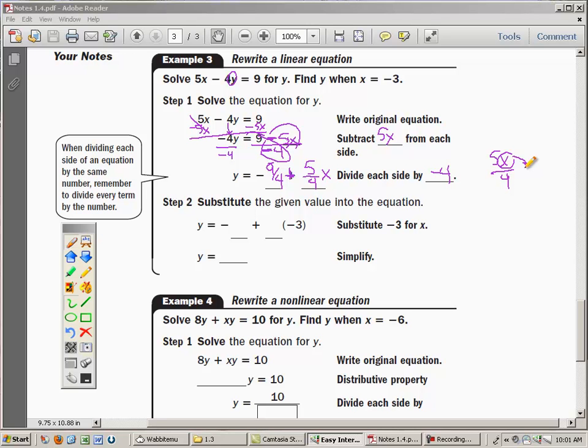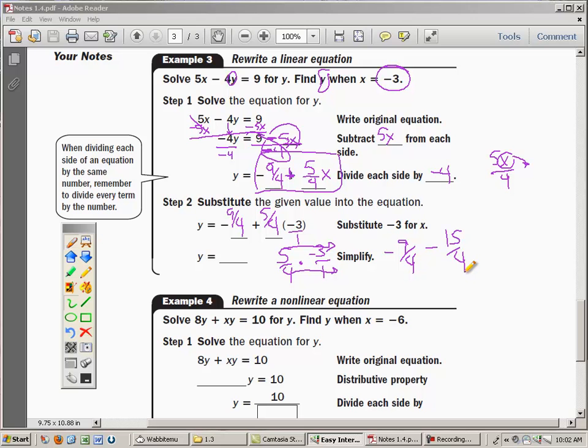So then it says, all right, find y when x equals negative 3. Well, our equation is written in terms of x, so all I have to do is plug things in. Y equals negative 9/4 plus 5/4 times negative 3. Now, remember, this is negative 3 over 1. To multiply fractions, 5/4 times negative 3 over 1, we just multiply tops and bottoms. So this is negative 9/4, and positive 5/4 times negative 3 becomes negative 15/4.